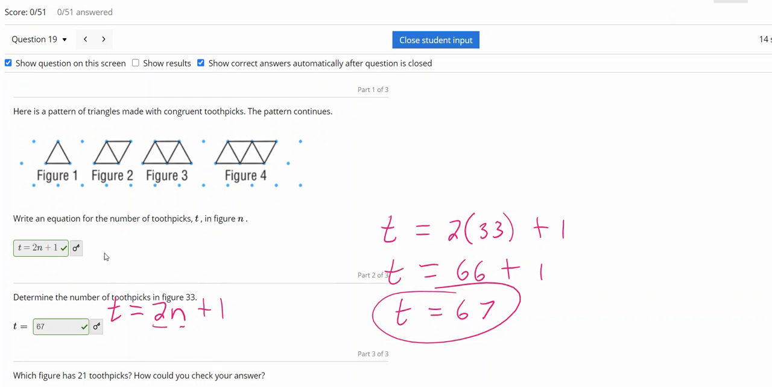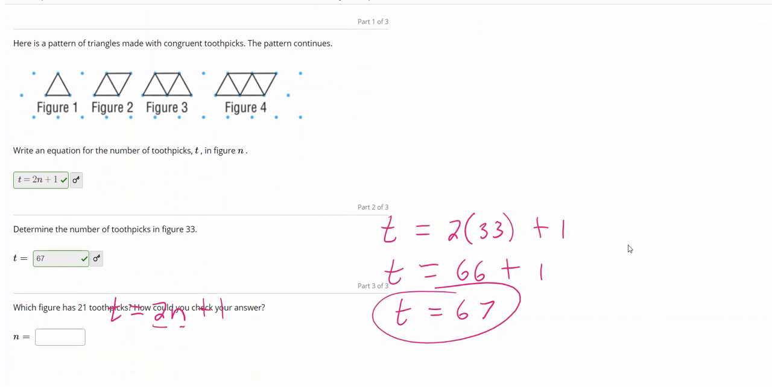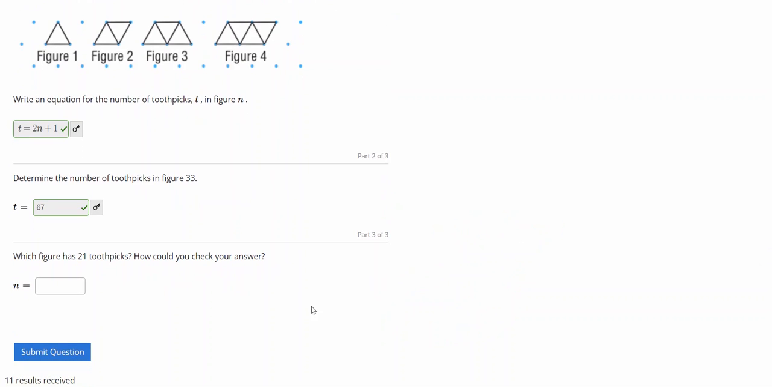All right, submit that part. All right, now getting a little bit trickier. Now we're going to bring in the tough stuff. So this one says, which figure has 21 toothpicks? All right, so when it says which figure, remember what we're looking for. It's asking what's the number for n that has 21 toothpicks.